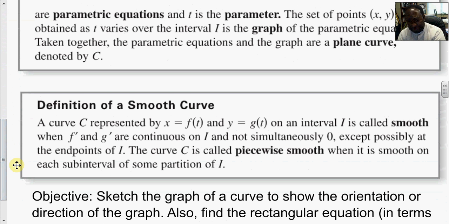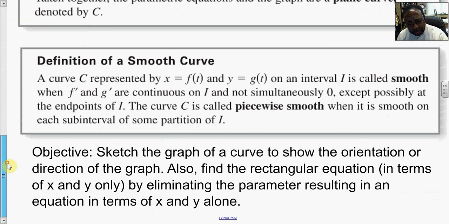Our objective then is to sketch the graph of a curve to show the orientation or the direction of the graph. Also, we want to be able to eliminate the parameter resulting in an equation of x and y. But that doesn't help us to graph. You can graph in terms of x and y, but in terms of trying to get an idea of how the particle, what direction the particle is moving along that path, is questionable unless you consider the parameter t or theta. Let's see.